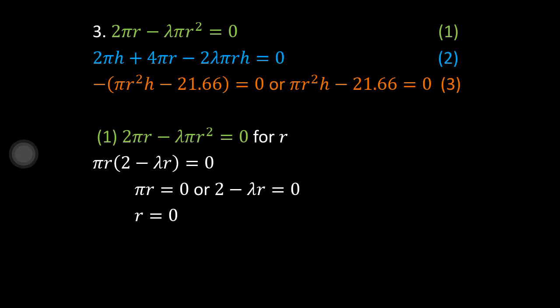Same with sa equation 2 na nakuha natin, 2 minus lambda r, transpose muna natin yung lambda r sa kabila, divide both sides by lambda, ang matitira na lang is r is equal to 2 over lambda. Since r is equal to 0 cannot be a solution to the original problem, we can continue by substitute natin yung 2 over lambda for r in equation 2.